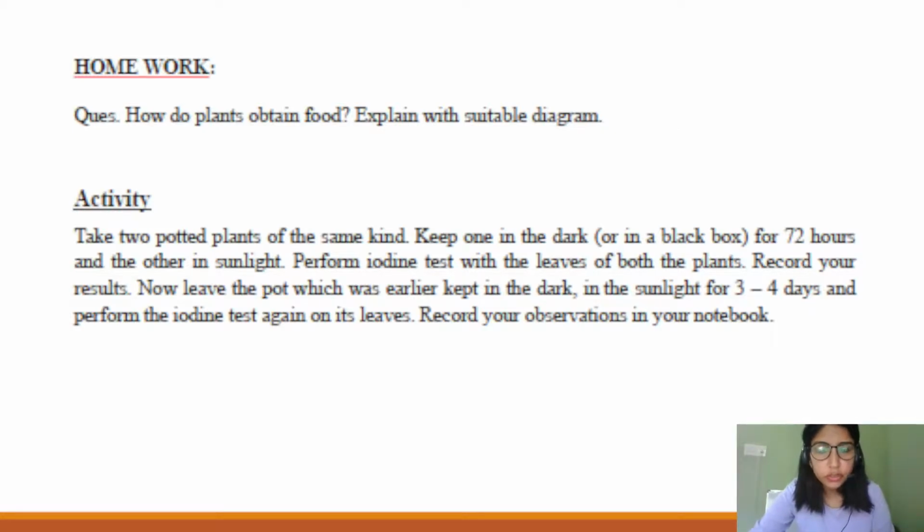Yes, so this is it for today. We have discussed the leaves, the pigments present in leaves, and how different colored leaves have different types of pigments present in them, but they are all still undergoing the process of photosynthesis. So that is all for today.